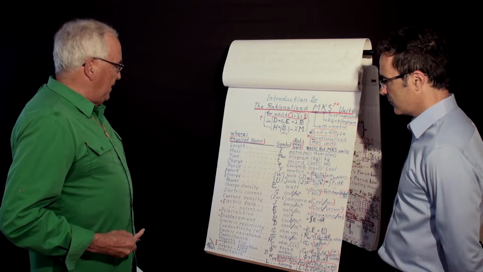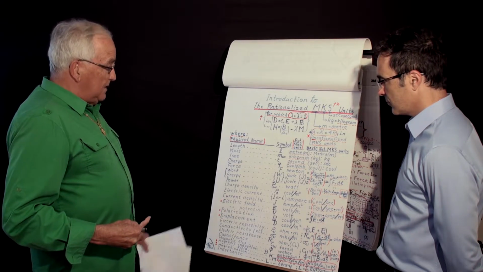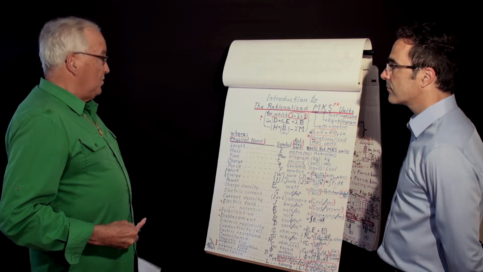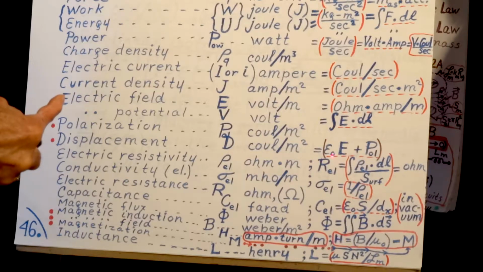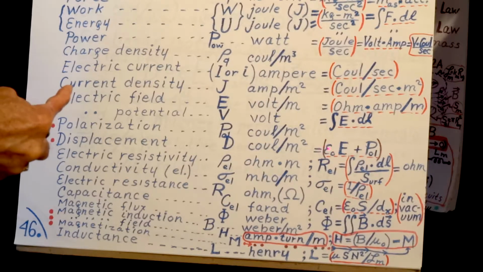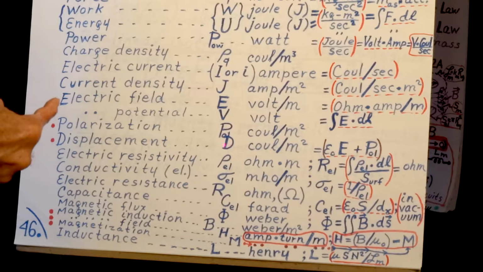Okay, I keep on the units, but I like to make some examples because this is very important, really, to understand what we're talking about. Polarization, displacement. This is defined here as the electric constant multiplied by the electric field, plus polarization. This is the definition of electric displacement.